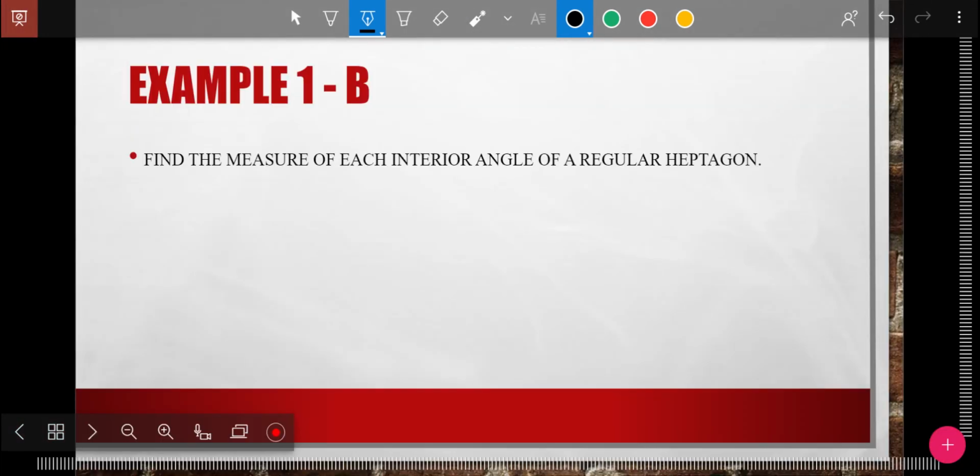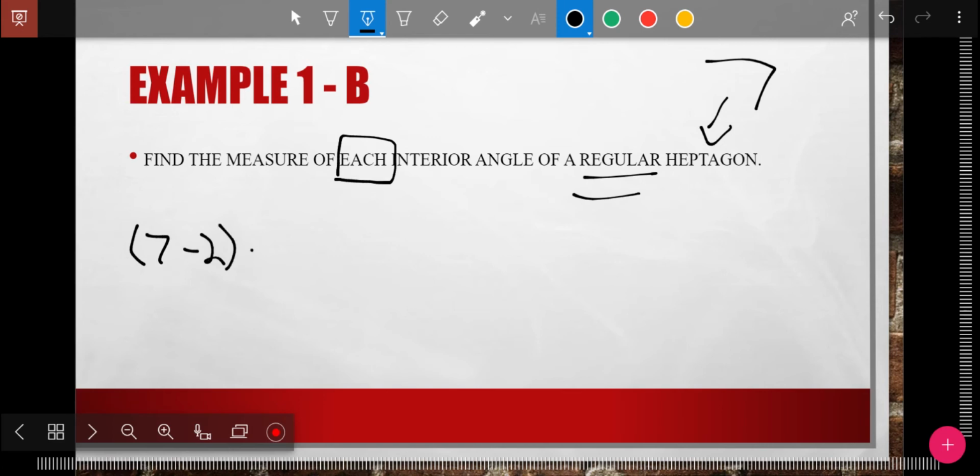Example 1b, find the measure of each. Does it use the word sum anywhere? No, it wants each interior angle of a regular heptagon. Regular means all the same. Heptagon means 7 sides. So first, to do one angle, I need to know what is the total. So I still have to do the 7 minus 2 times 180. I have to start that way, even though I'm doing one angle. I'm going to do 5 times 180. I'm going to grab my calculator, type that in. I get that it's 900 degrees.